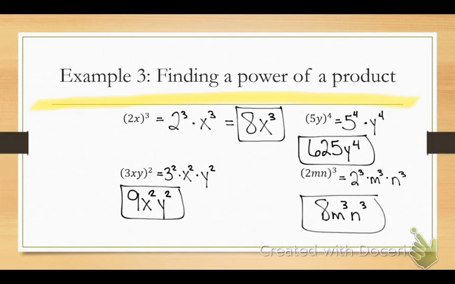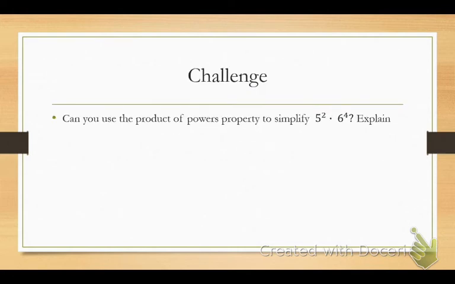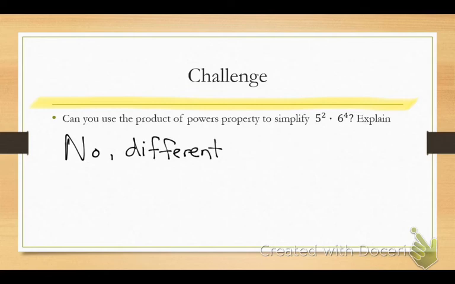All right, any questions? All right, one more slide. Can you use the product of powers property to simplify 5 squared times 6 to the fourth? Your answer will either be no, and then tell me why, or it will be yes, and tell me what the answer is. My answer is definitively no, different bases. Again, we don't have to go into all of this elaborate detail. Just a simple acknowledgement that your bases are different would be fine.